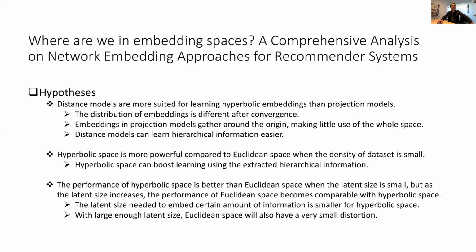Second, we think hyperbolic space is more powerful compared to Euclidean space when the density of the dataset is small. Hyperbolic space is naturally capable of extracting the hierarchy information from datasets. It can use such hierarchy to help learn the node embedding more effectively. Therefore, it can have relatively good performance even though the density is low. However, it is quite difficult for Euclidean space to extract the hierarchy information. Instead, Euclidean space needs more user-item pairs to reach comparable performance with hyperbolic space. That is to say, if the density of the dataset is small, then hyperbolic space is likely to outperform Euclidean space. But if the density is large, Euclidean space can have comparable performance with hyperbolic space.